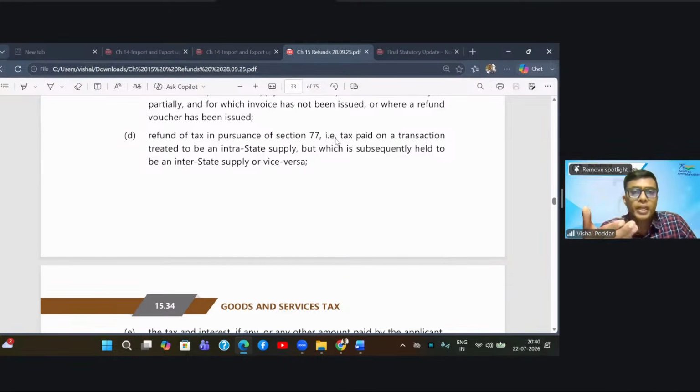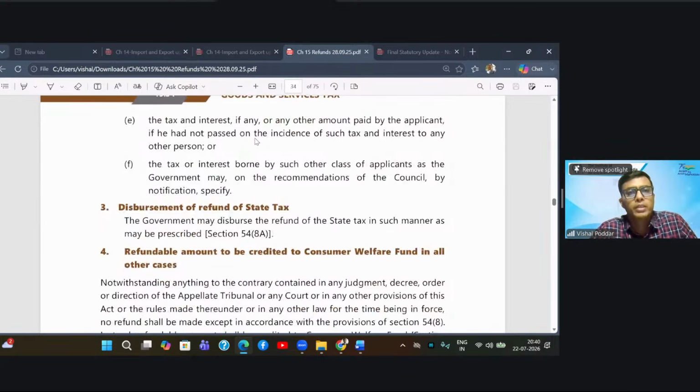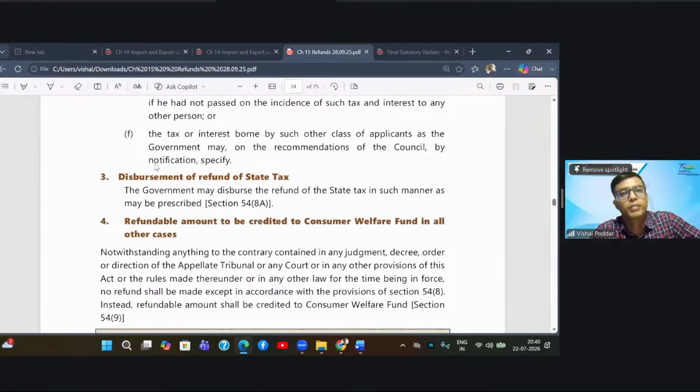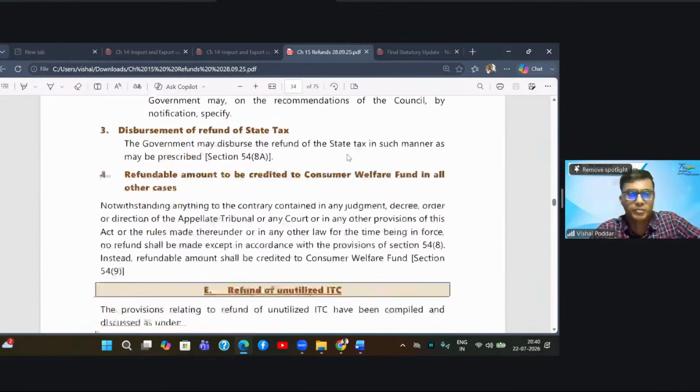So you have paid a wrong tax. Instead of CGST plus SGST, you have paid IGST, or vice versa. Next, tax or interest or any amount paid by the applicant if he has not passed on the incidence. So this is where the recipient is coming and taking the refund. And last is tax or interest borne by such class of applicant which the government may notify.